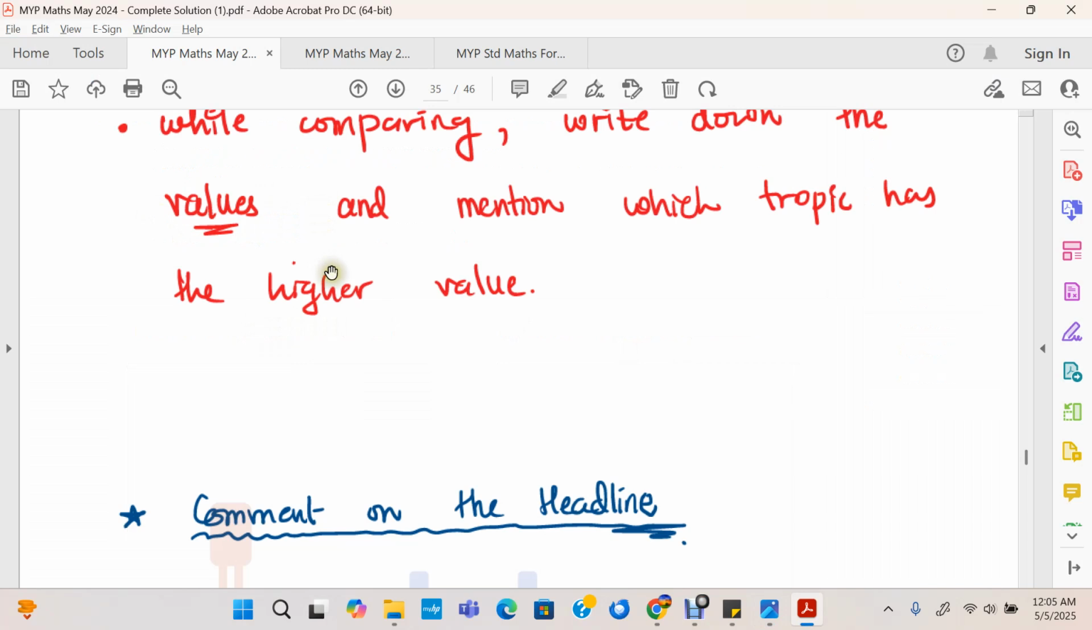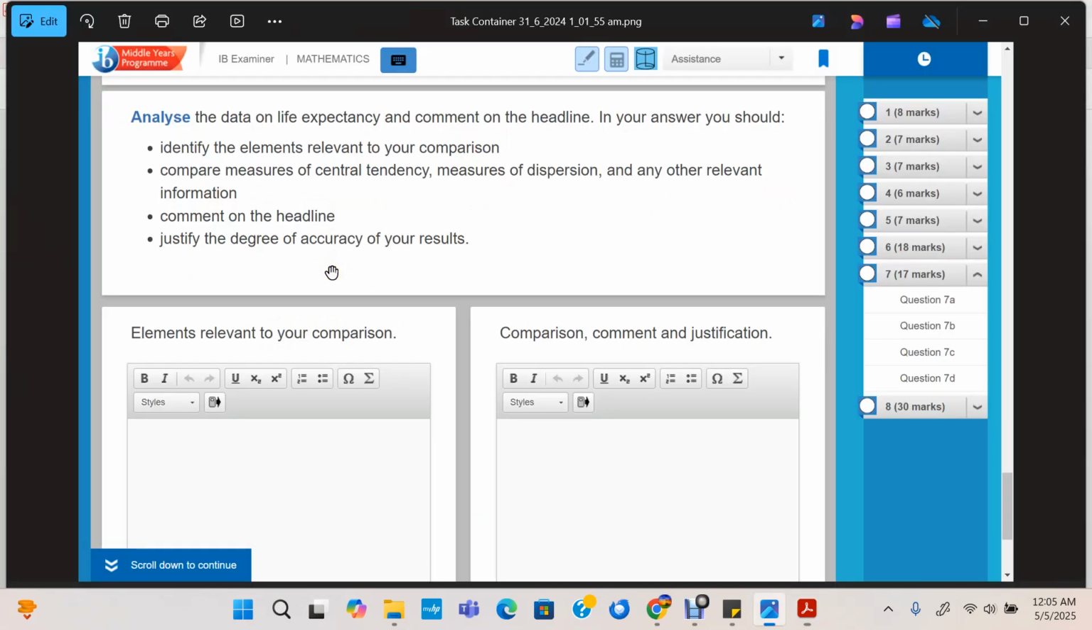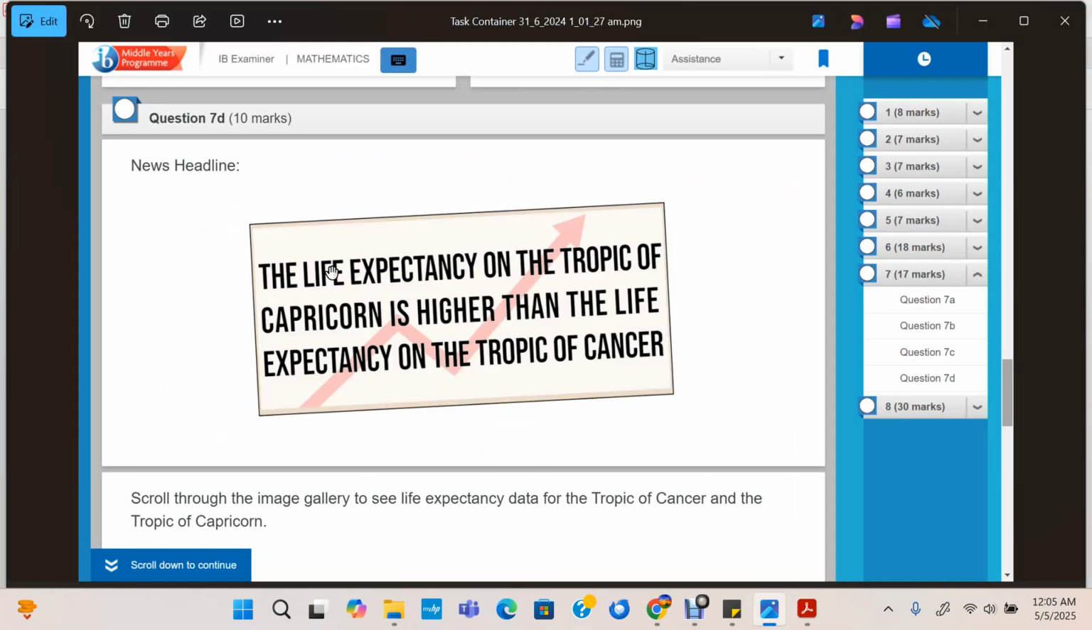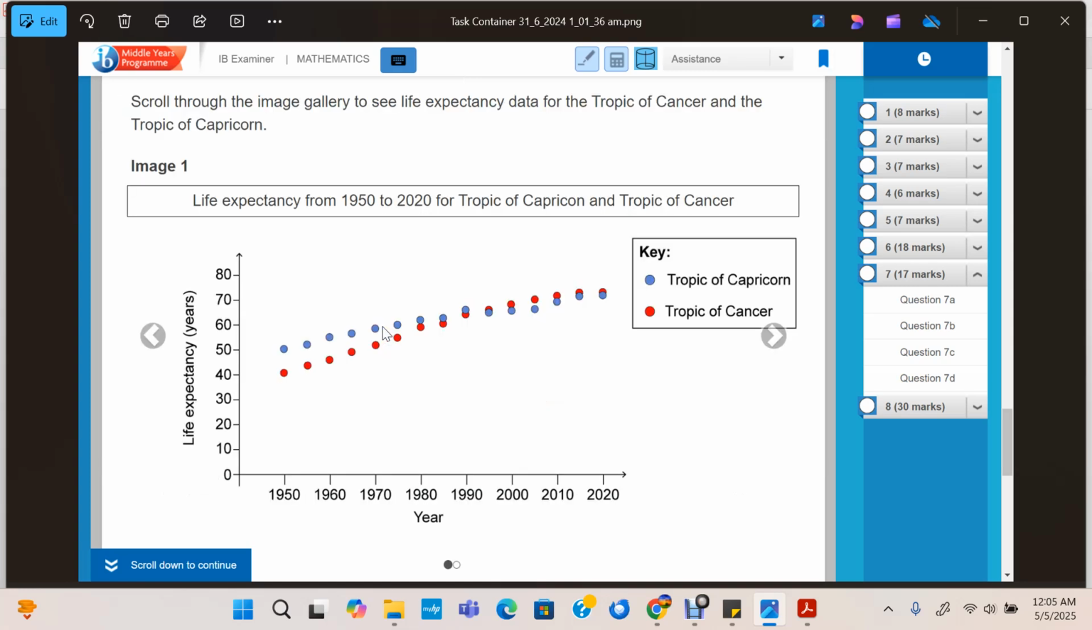Comment on the headline. Is the headline true? The headline basically asked you to verify this statement: the life expectancy on the Tropic of Capricorn is higher than that in the Tropic of Cancer. Tropic of Capricorn is indeed higher than the Tropic of Cancer, but up to this year. Because after this year, you can clearly see it's lower. The blue dot is lower than the red dot. So up till 1990, the headline is true. After 1990, the headline is false.